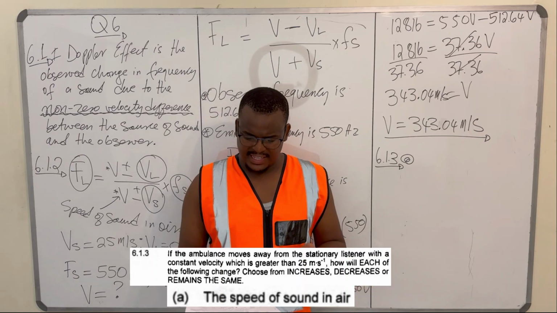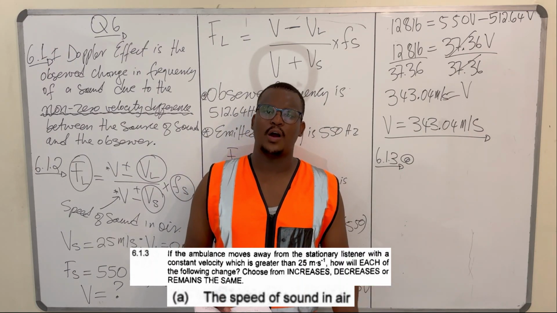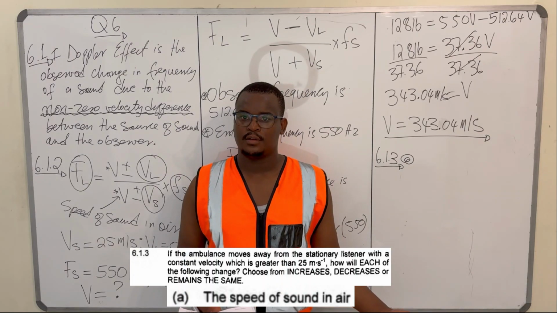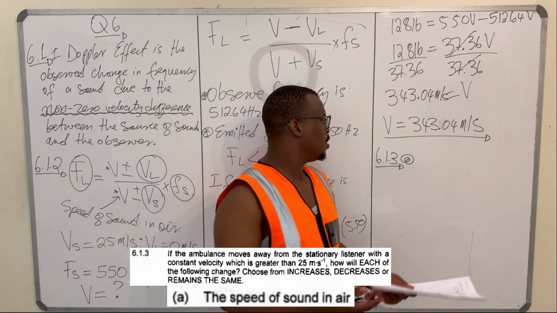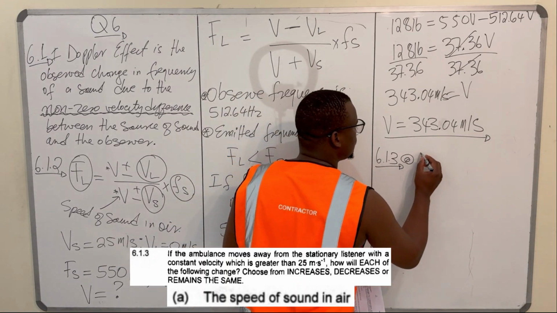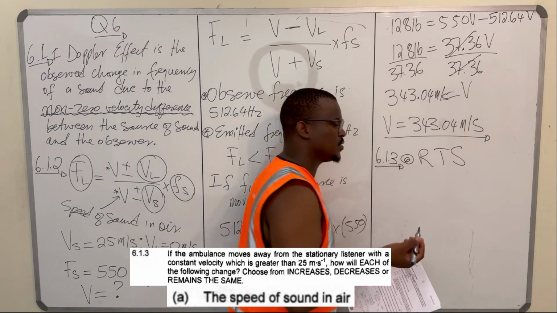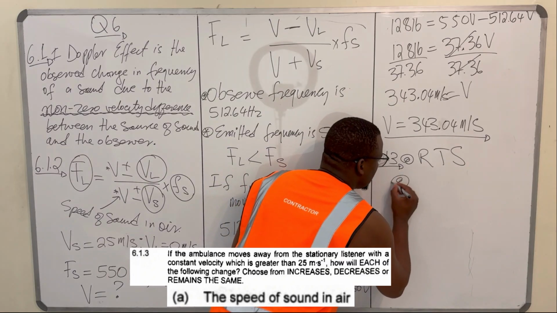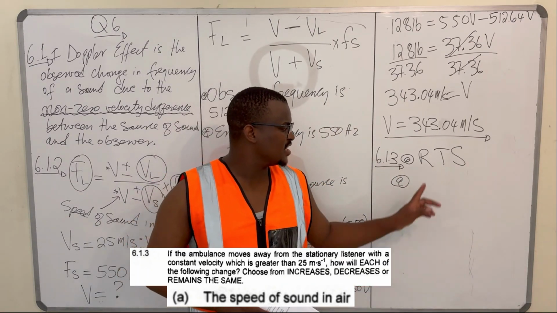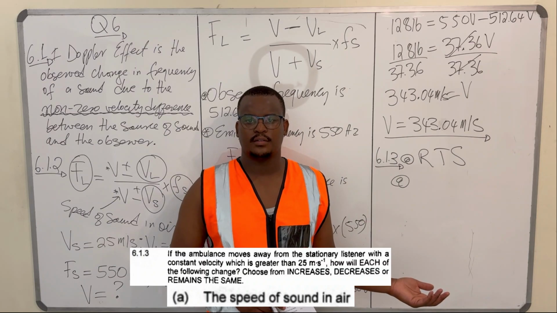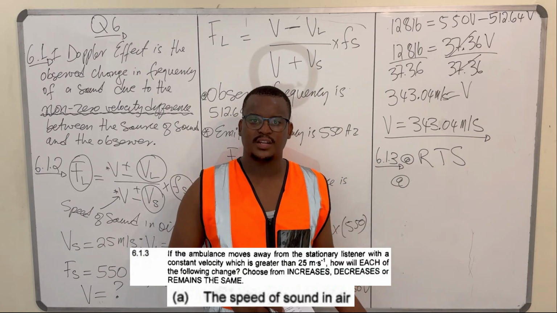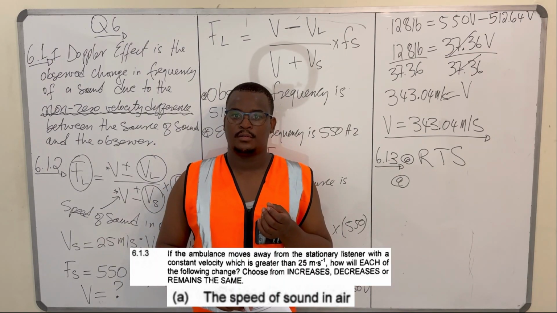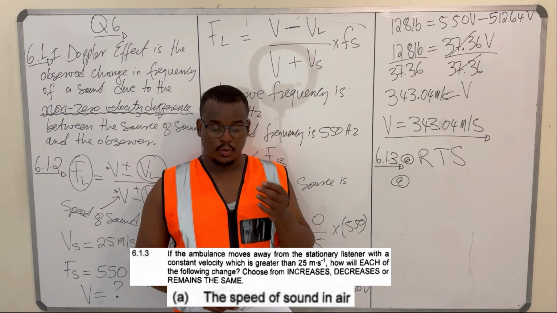So having the ambulance moving away at a faster rate will not affect the speed of sound in air. So I would say the speed of sound in air will remain the same. That's what I would say. It should remain the same, because it is not affected by what the ambulance is doing. It is affected by the temperature, mostly, largely. I'm sure there are other factors as well. So let's continue.